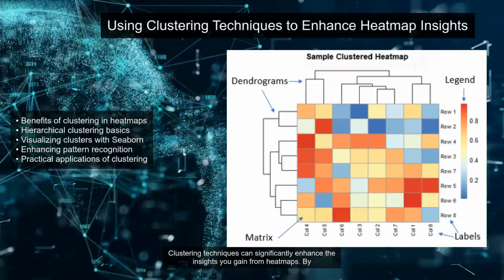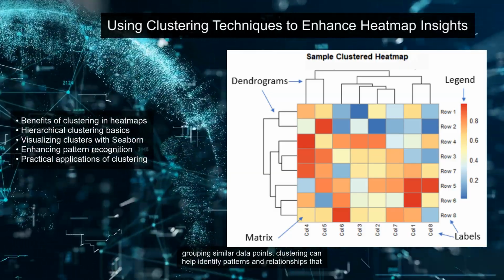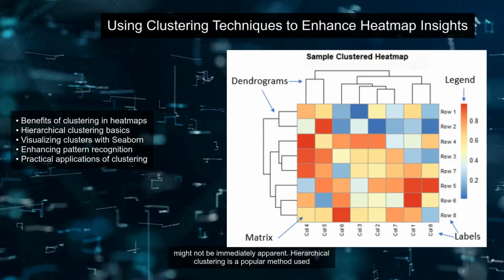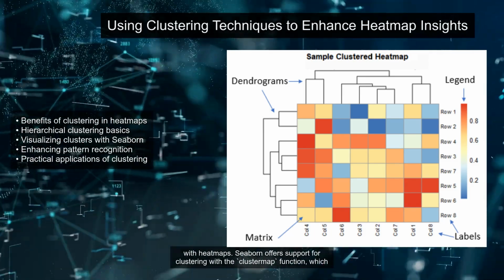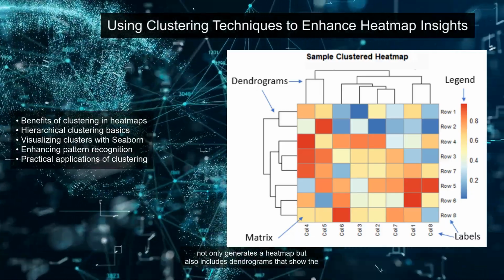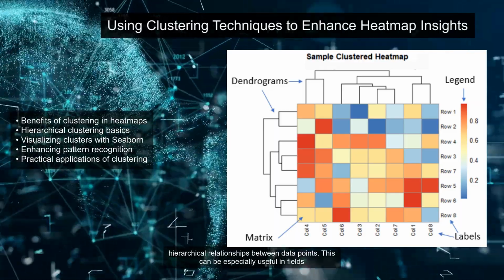Clustering techniques can significantly enhance the insights you gain from heat maps. By grouping similar data points, clustering can help identify patterns and relationships that might not be immediately apparent. Hierarchical clustering is a popular method used with heat maps. Seaborn offers support for clustering with the clustermap function, which not only generates a heat map but also includes dendrograms that show the hierarchical relationships between data points.